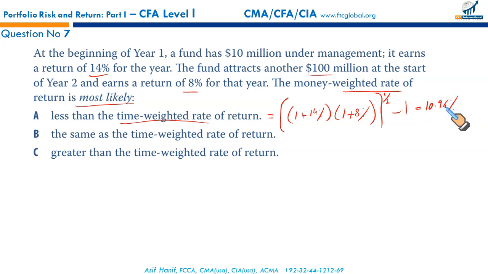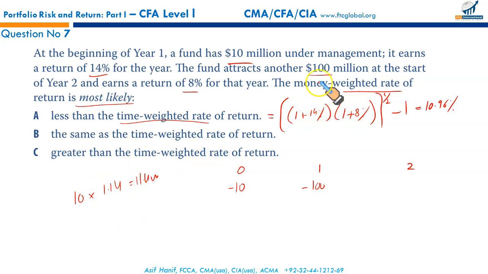Now let us calculate the money weighted return. Years 0, 1 and 2. So initially you invested 10 million, then you invested 100 million, and all this grew at the rates of 14% and 8% together. Let's do that. 10 times 1.14, that gives you 11.4 million.